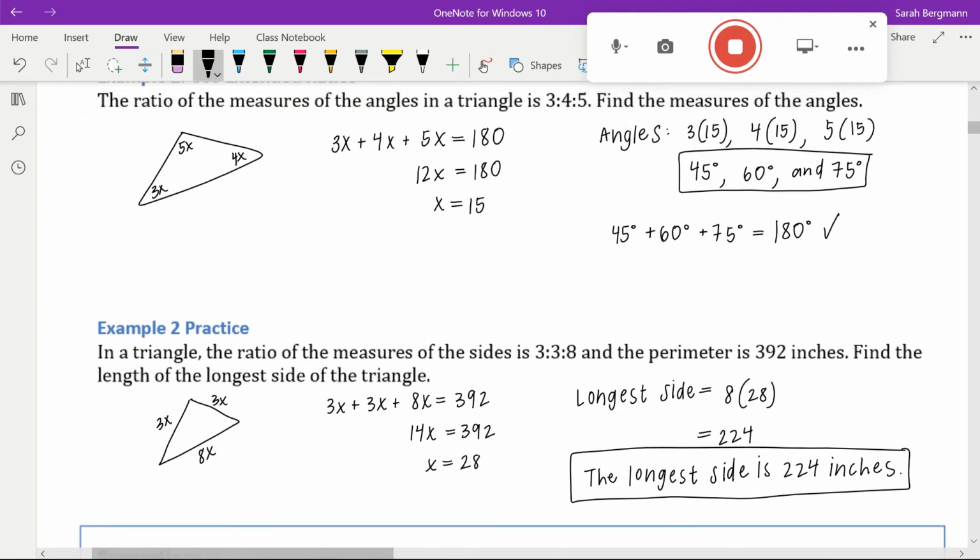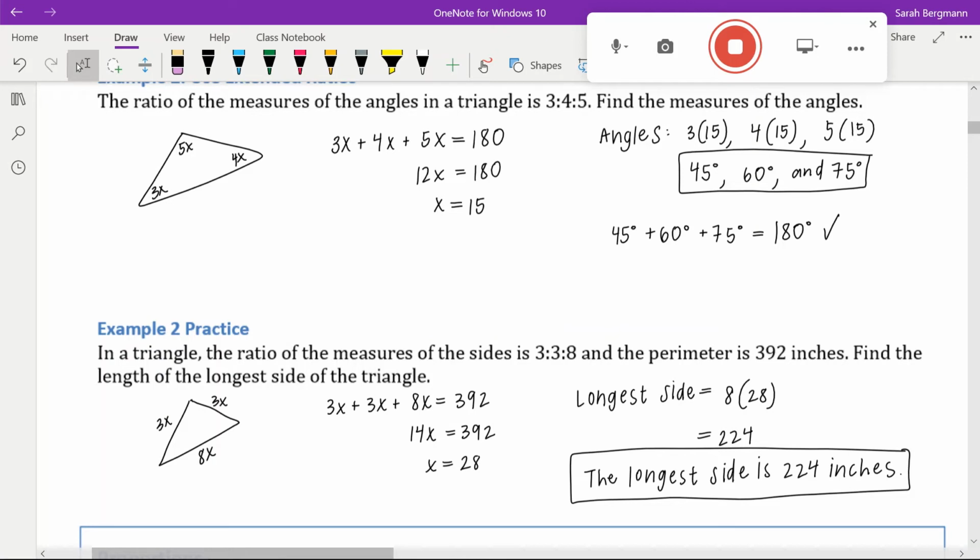This one deals with perimeter, but hopefully you know that perimeter means the sum of all the sides in the shape. So you will add up 3x, 3x, and 8x. This one you did not have to find all the side lengths. It only asked you for the longest side. So we only needed to take 8 times 28 to solve.